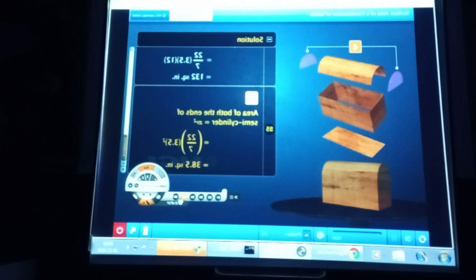Next, we find the area of both the ends of the semi-cylinder. Each of the ends is a semicircle. Together, they form a circle and therefore, we multiply pi and the square of the radius to find the area of both ends of the semi-cylinder.